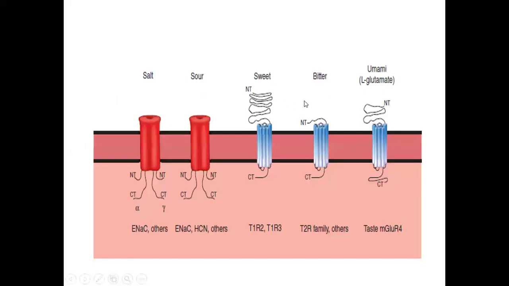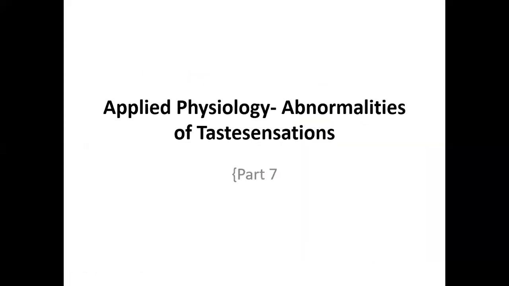This diagram is just trying to show the mechanisms that happen there for salt, sour, sweet, bitter, and umami. So these are the different types of channel proteins or signaling molecules. You can go through this diagram. This is just a summary of what we have been looking at.